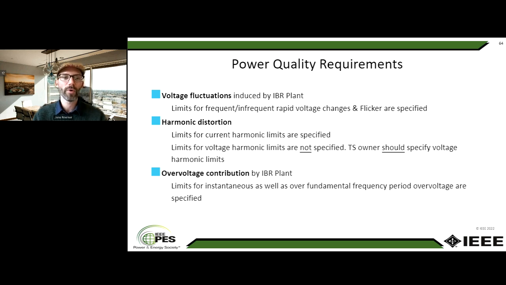And as laid out before, the voltage harmonic limits are not specified, but the standard recommends the transmission owner to specify those, in addition to the limits for current harmonics that are specified in the standard. But if the plant owner is able to show that they can meet the expected voltage harmonic limits, for example, by using active filtering or active control from the IBR, then the transmission owner may waive the current harmonic limit requirements specified in the standard.